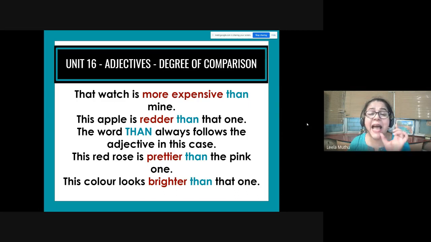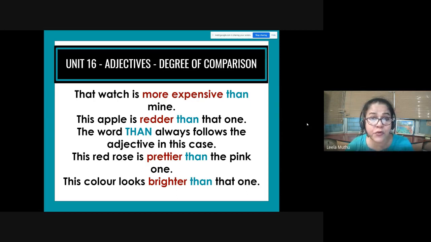The word than, in the case of the comparative degree, when two are being compared, we always follow the comparative form of the adjective. It is always followed by than when two objects are being compared. Okay.